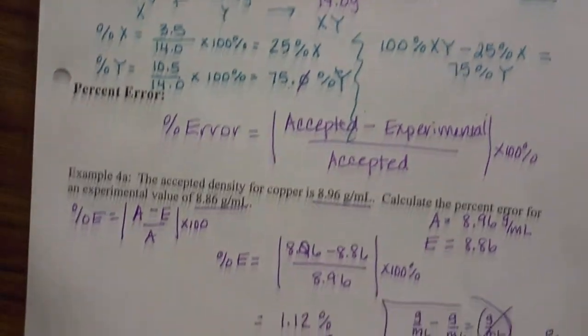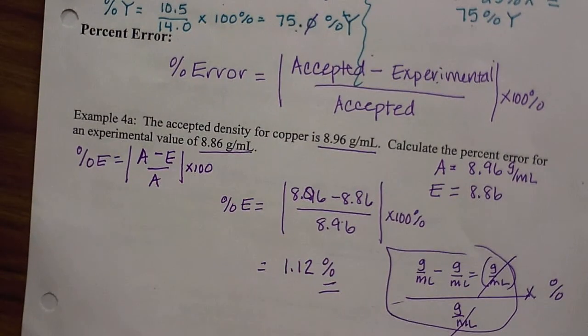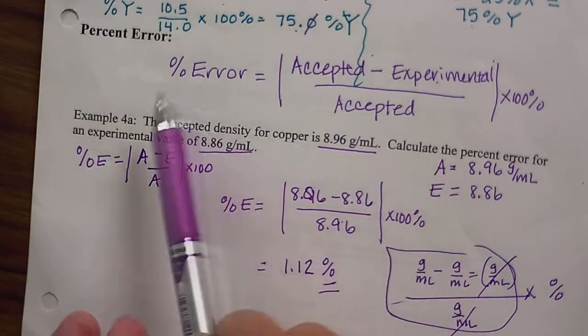Lastly, we did percent error, which we're going to work on more. There was no homework on this, but there is homework on the other two, the percent by mass and the law of conservation of mass and the physical and chemical properties. But there's no percent error on the homework.